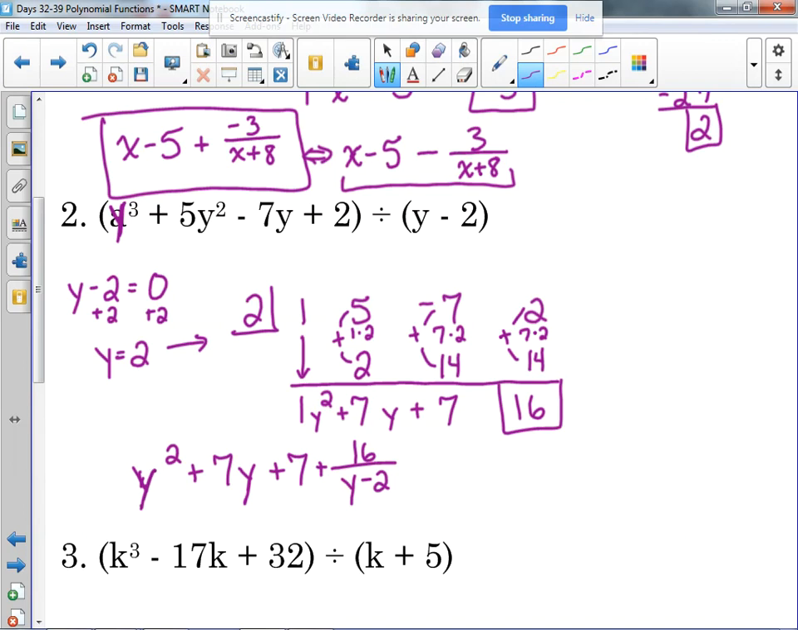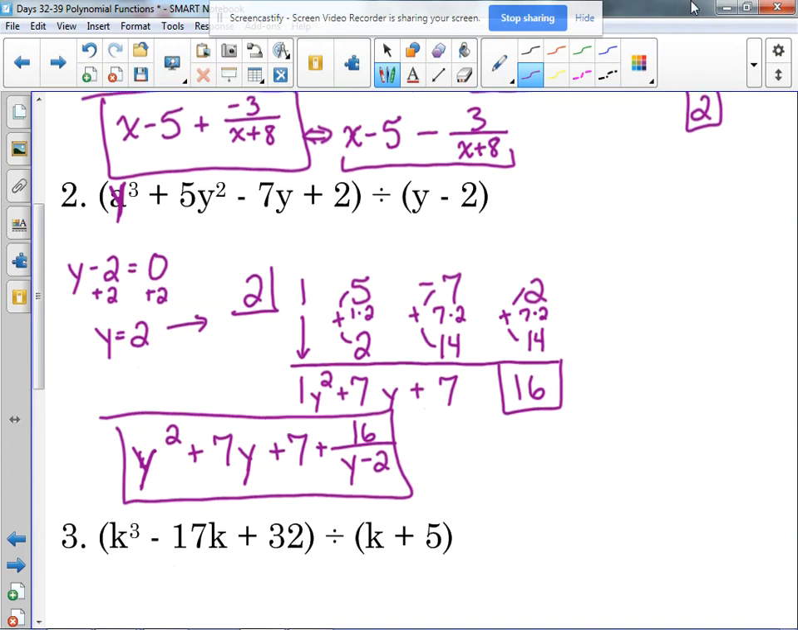Y squared plus 7y plus 7 over 16 over y minus 2. Really random. Okay. Not going to take the time to check that, but again, you can check it the exact same way. You put in the original, put in your answer, make sure they are exactly the same graph.